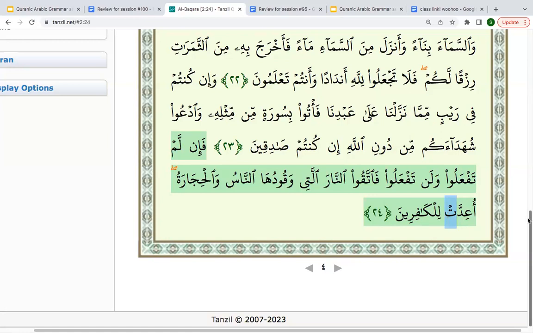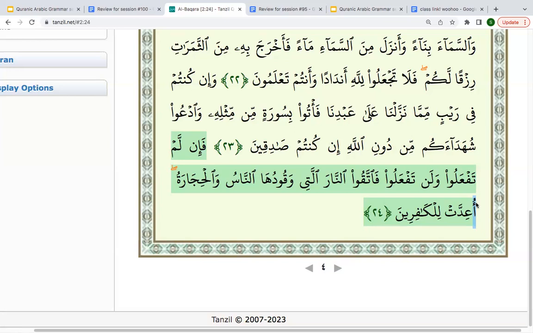Okay, so Hamzatul Qata, why not? Why not HQ? It is Hamzatul Qata. It is Qata. Yes, Hamzatul Qata will have dhamma when it is majhul, like Aslama, and the majhul form is Uslima. Aslama, Uslima, right?